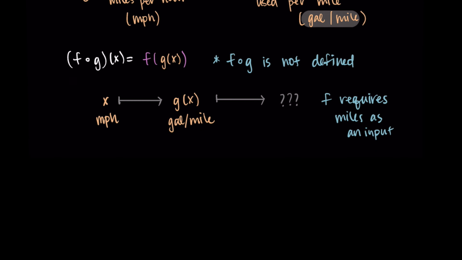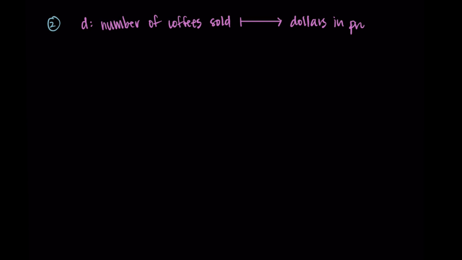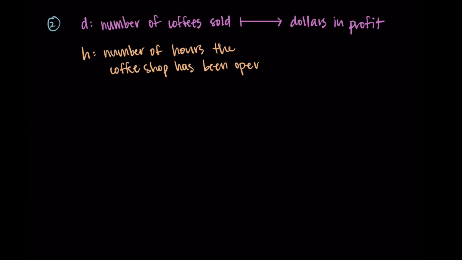Okay, let's consider another example just to close out. So let's suppose we have the function d, which takes an input of number of coffees sold and outputs the dollars in profit. Then let's suppose we have a function h, which takes an input of the number of hours a coffee shop has been open and outputs the corresponding number of coffees sold. So we have our two functions d and h, and let's figure out which way we can compose them.